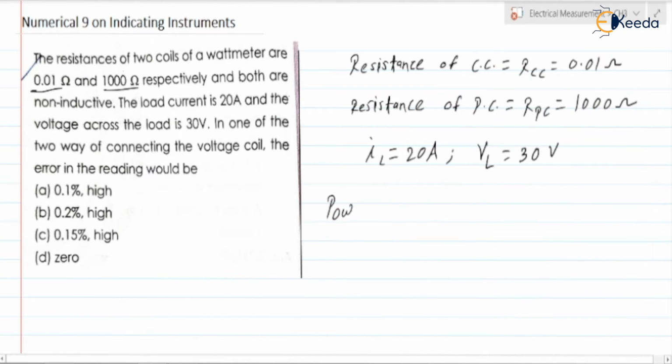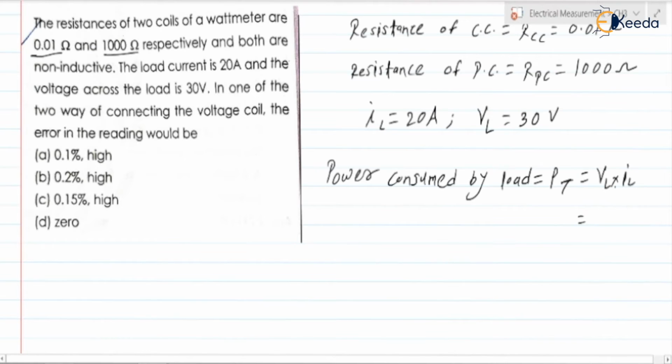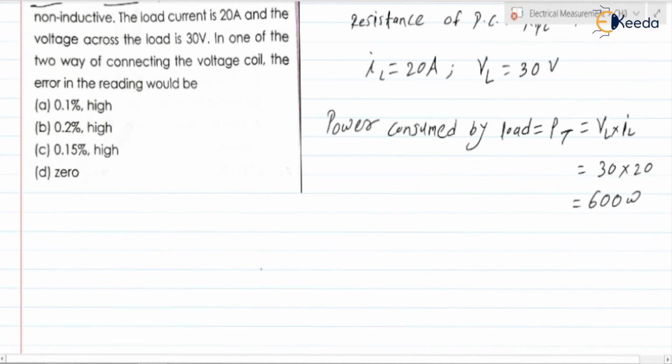power consumed by the load. Power consumed by the load, that is the true power PT, is equal to VL into IL. This is the power which is consumed by the load. Be careful, this is not the reading of the wattmeter. So it is 30 into 20, which is equal to 600 watt. This is the true power. Our task is to find the error.